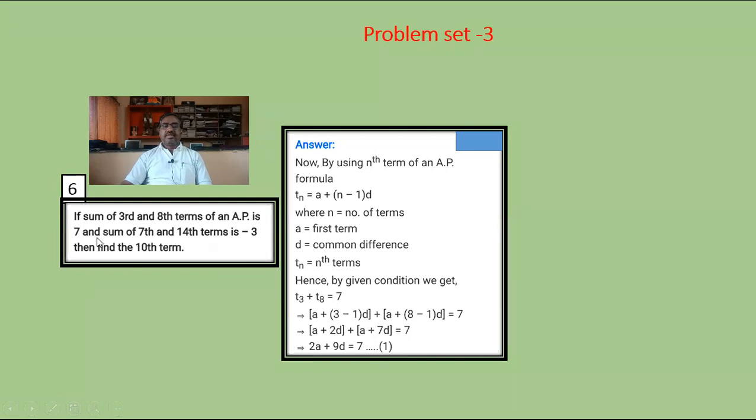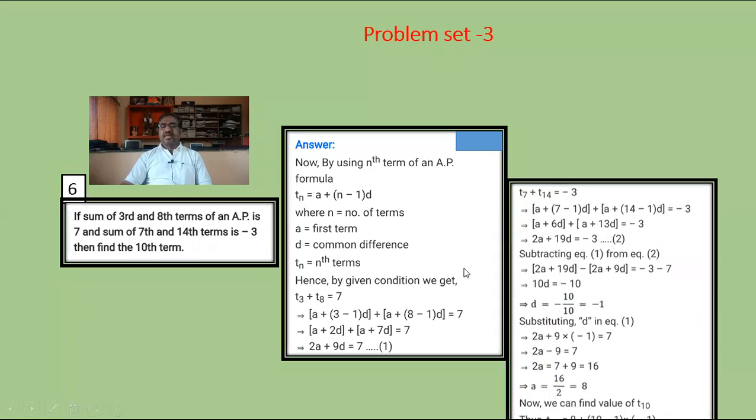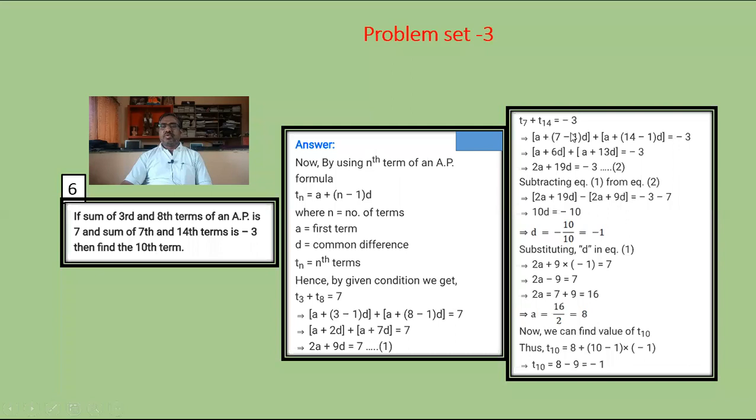Similarly, the sum of the 7th and 14th term is minus 3. Therefore, T7 plus T14 is equal to minus 3. By using this Tn formula, a plus 7 minus 1 d plus a plus 14 minus 1 d is equal to minus 3. a plus 6d plus a plus 13d is equal to minus 3. a plus a is 2a, plus 6d plus 13d is plus 19d, is equal to minus 3. We get equation number 2.